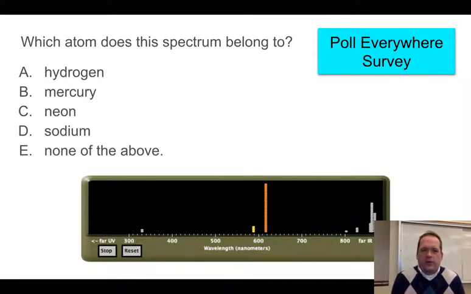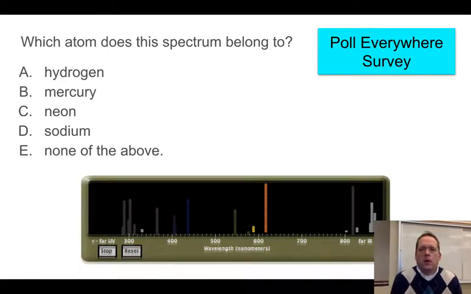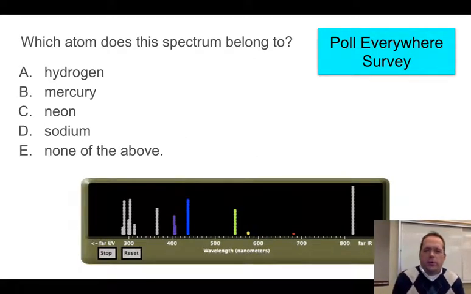Second one, similar question, but now the bulk of the visible photons that I'm seeing are just over 600 nanometers in the orange range. And there are a few that are just under, kind of yellow. And again, there's a bunch that are infrared and a couple that are ultraviolet. Is this hydrogen, mercury, neon, sodium, or none of the above? The final survey question just gives you a third spectrum here. What's this? I'm seeing some yellow and green, a little bit of red, mostly some violets and blues. Is this hydrogen, mercury, neon, sodium, or none of the above?